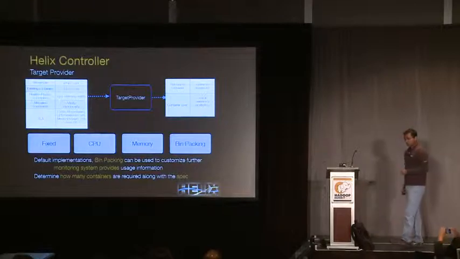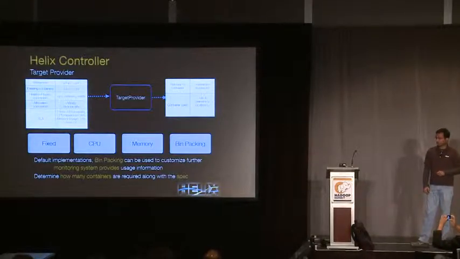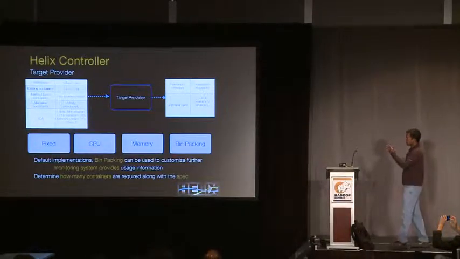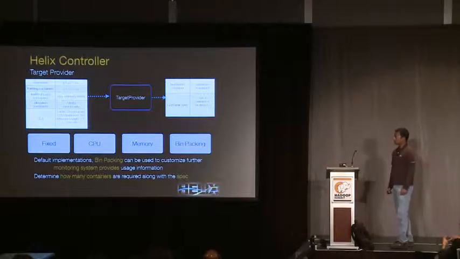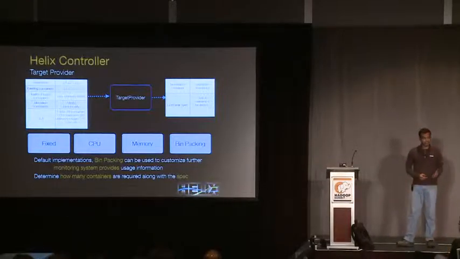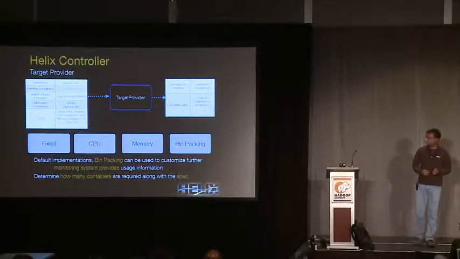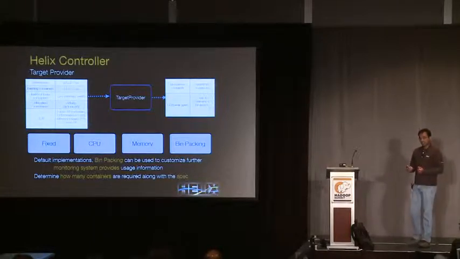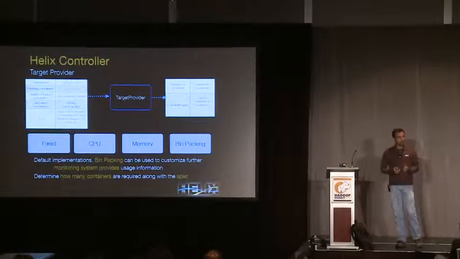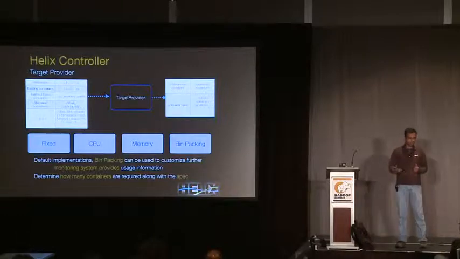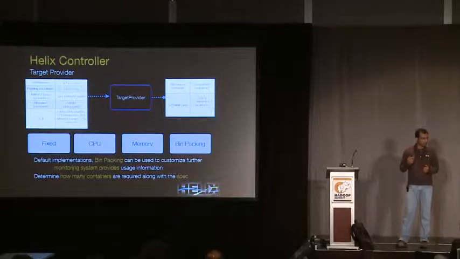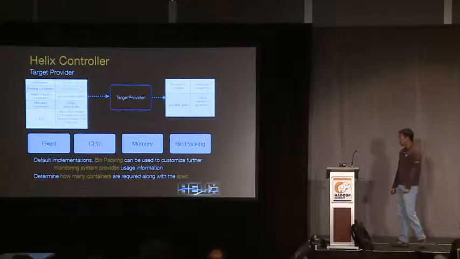Diving deep into each of these, the target provider itself, as I said earlier, takes as input the resources, the existing containers, what the state of the containers is, and it also gets the constraints. So how do you want the data locality? Do you want affinity to a particular data node? It takes all these inputs and then makes requests to the YARN resource manager to get those containers.